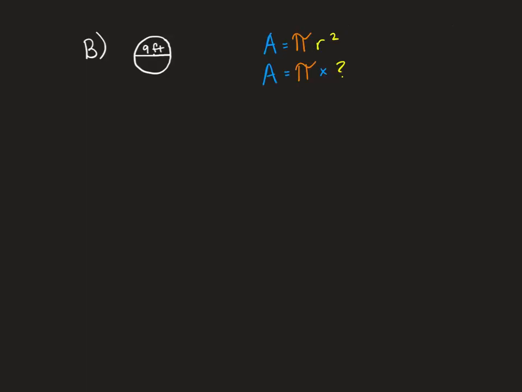Our next problem, we have a circle and the diameter, the distance all the way across, is 9 feet. And we'd like to know the area of that circle. And if we go to start substituting values into this formula, we get that A is equal to pi, which is about 3.14, times the radius squared, but we don't know the radius. So we could determine this radius by looking at the diameter, 9 feet. So we want to know the radius, r, and that's just half the diameter. So we could take the diameter and divide by 2. So in this case, the diameter was 9, divide that by 2, and we get the radius is 4.5.